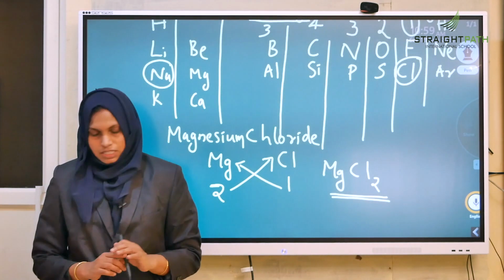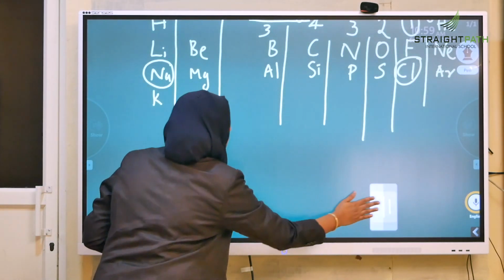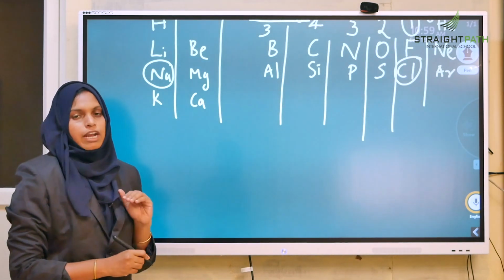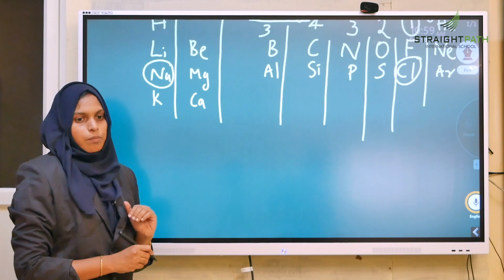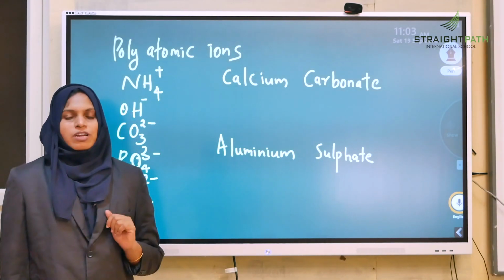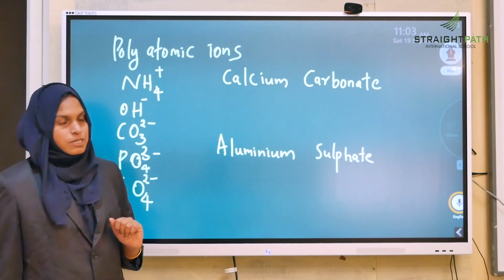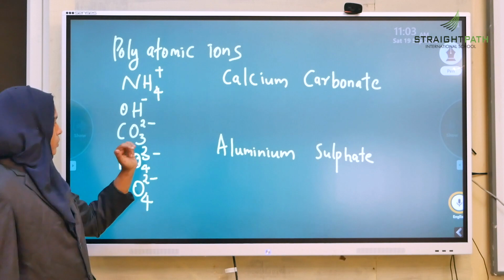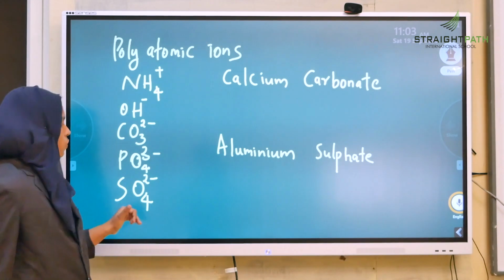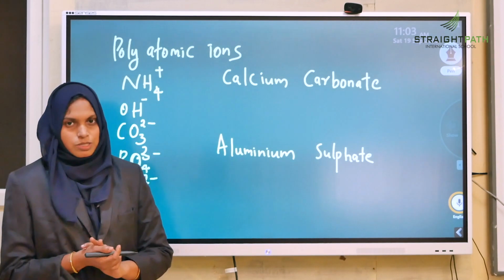So next we can discuss polyatomic ions. Do you know an example of a polyatomic ion? Ammonium, NH4 plus. Then carbonate, CO3 2 minus. Next we can discuss writing chemical formulas by using polyatomic ions. NH4 plus, OH minus, CO3 2 minus, PO4 3 minus, SO4 2 minus. These are some examples of polyatomic ions.